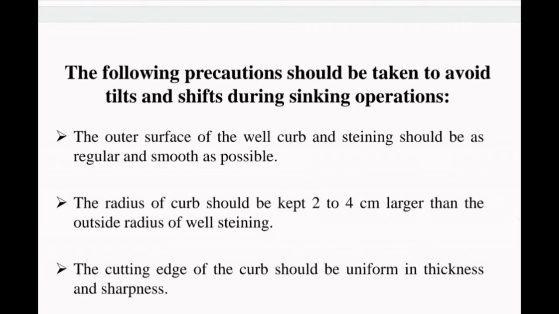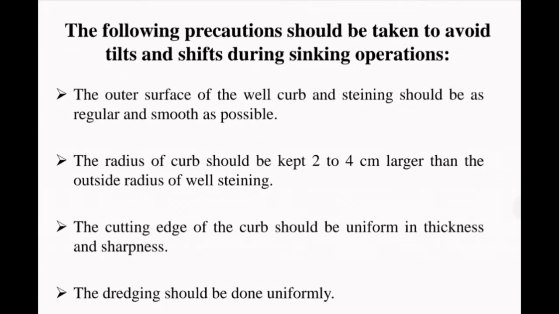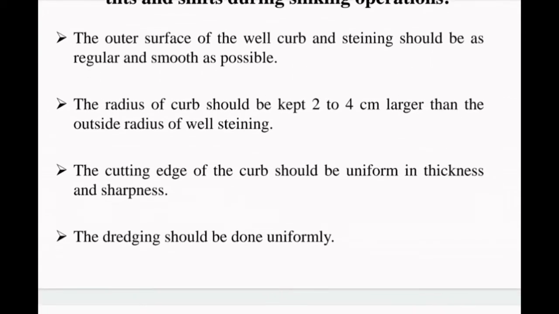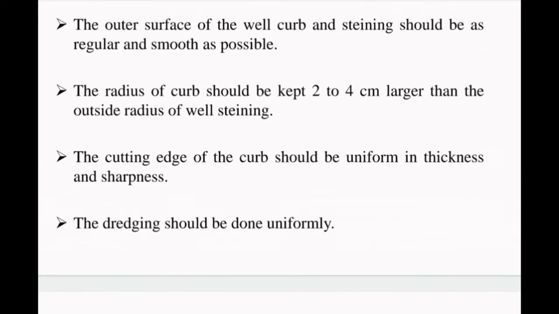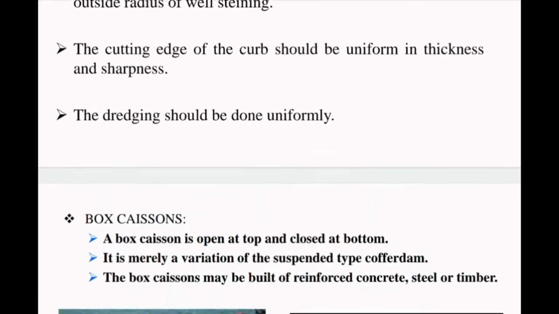These are the following precautions to be taken to avoid tilts and shifts during the sinking operations. The outer surface of the well curb and the steining should be as regular and smooth as possible. The radius of the curb should be kept 2 to 4 cm larger than the outer radius of the well steining. The cutting edge of the curb should be uniform in thickness and sharpness. The dredging should be done uniformly.